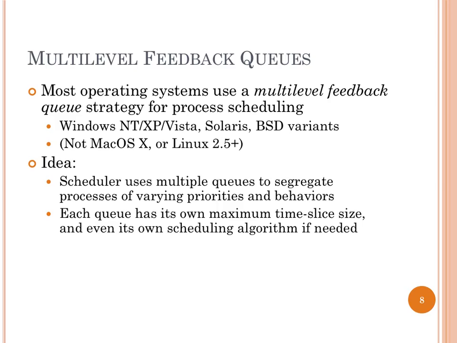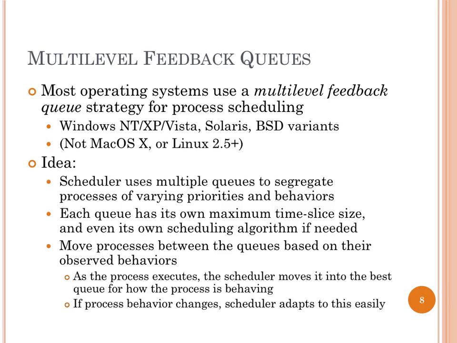And then I may also have my own scheduling algorithm for a particular queue. For example, if it's a queue where I stick real-time processes, clearly, I don't want to use round robin for real-time. That would be really lame and stupid. And so what I can do is, based on the observed process behavior, I will move it to a different queue as the behavior of the process would seem to dictate.